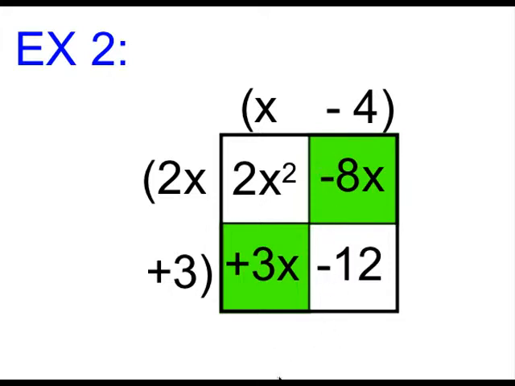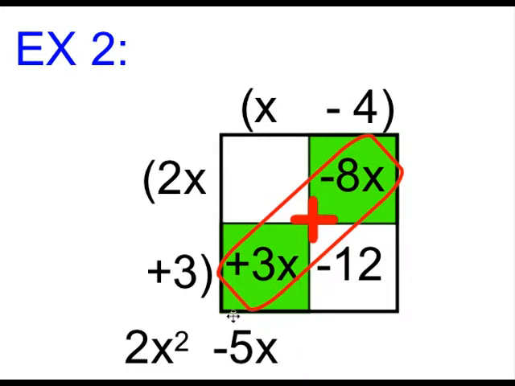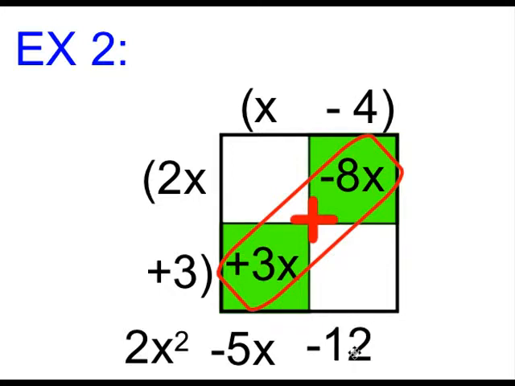Once I have all my terms in the boxes, I'm going to extract what I need from them, remembering to add the middle terms. So the answer is 2x squared. 3x plus a negative 8x, or negative 8x plus 3x, is negative 5x. And then my last term is a negative 12. Now if you make sure that your x's always come before your constants, you'll always have them in the right order when you're figuring out your answer. So my answer is 2x squared minus 5x minus 12.